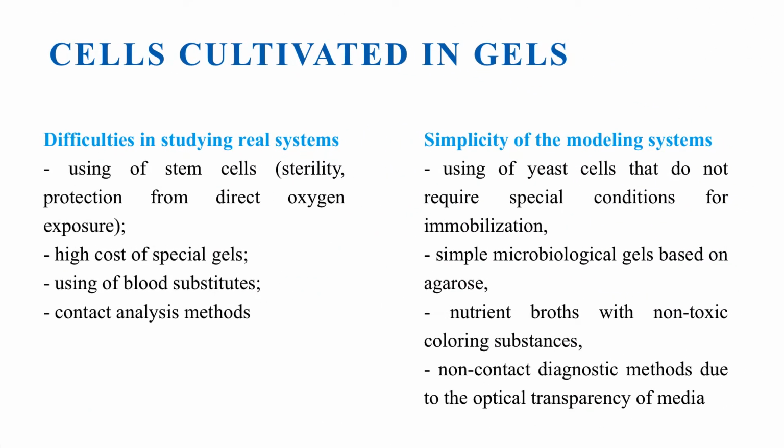What is the best way to study how nutrients can be delivered to cells through gel? Studying real-life systems, including stem cells and blood substitutes, requires a lot of resources and time. Modeling systems can be used instead for performing quick and reliable experiments. Such model systems include yeast cells, gels like agarose, and simple nutrients like broth.